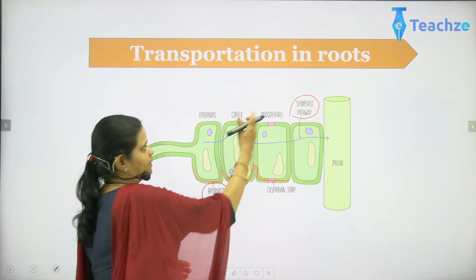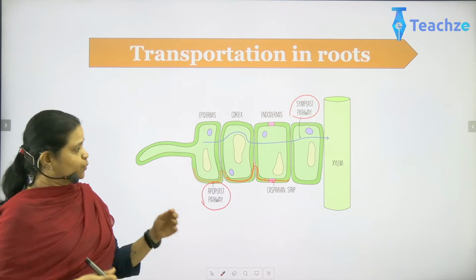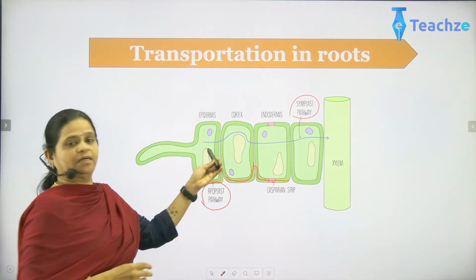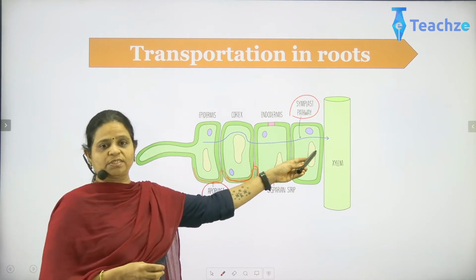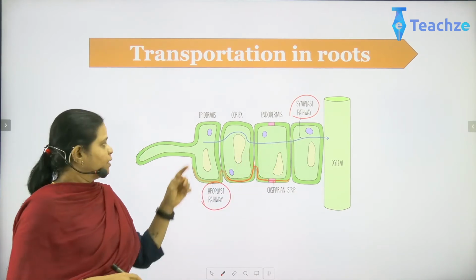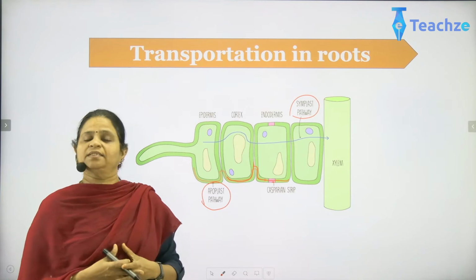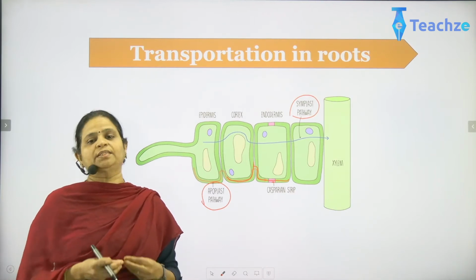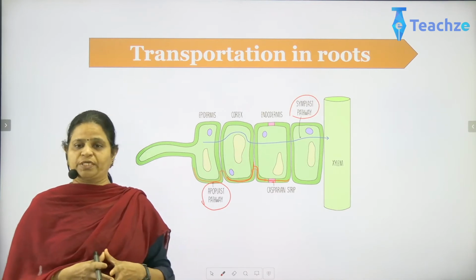Now, from here, it has to take one more pathway which requires energy. That pathway will be the symplastic pathway, through which the water will enter directly inside this particular cell. You can see here, it enters directly into the cell and directly to the xylem. This pathway needs energy and this is a symplastic pathway. So, two different pathways together will work out for the transportation of water.